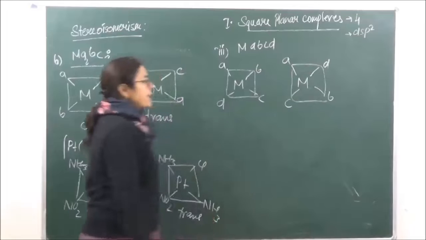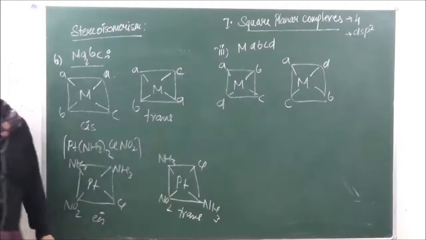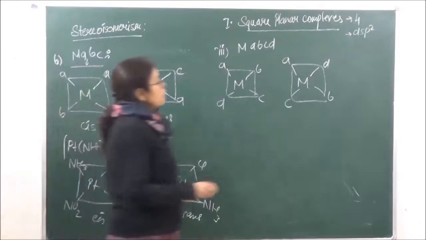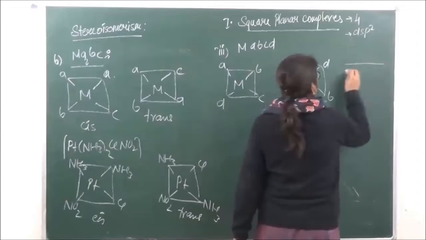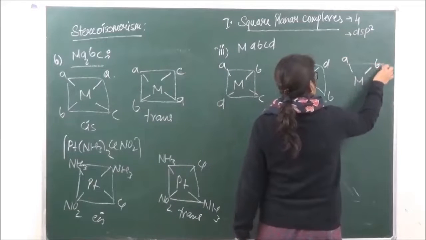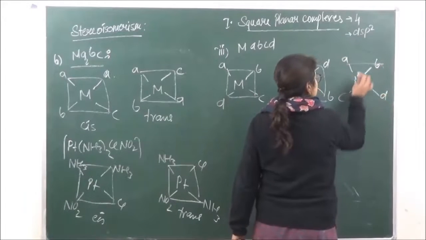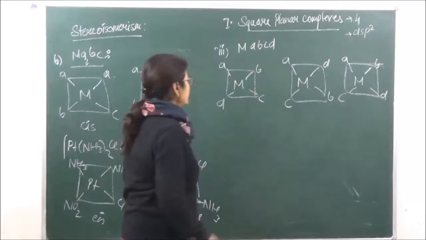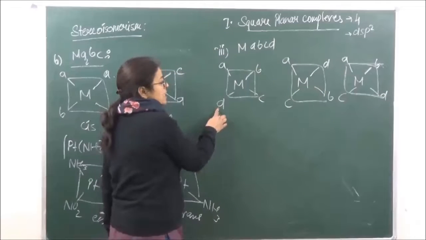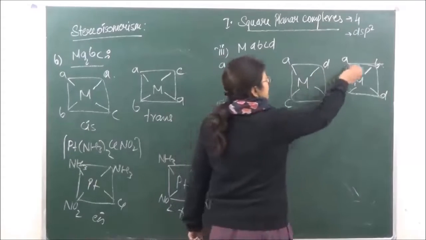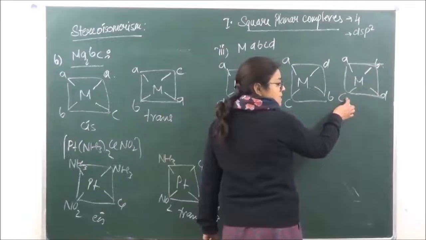We have ADBC, okay? And thirdly, we will have ABDC. So you can see that the position that is changing is with respect to A. Over here, adjacent is A, adjacent is D. Over here, adjacent is D and adjacent is C.